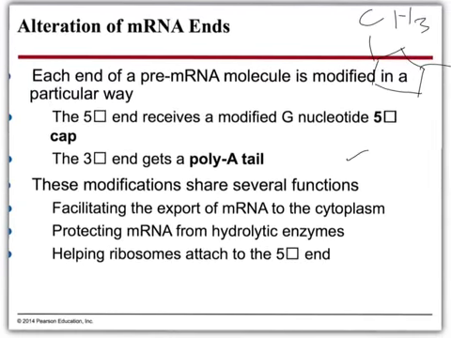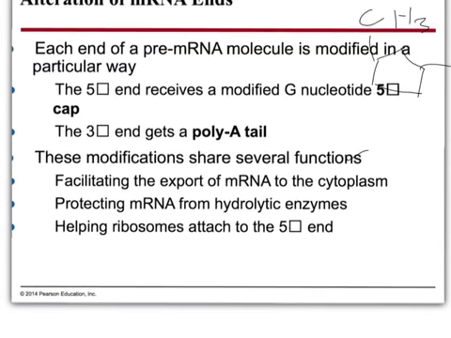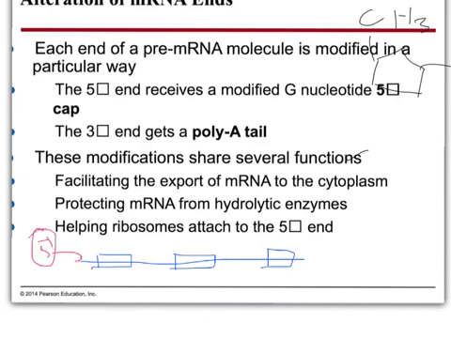The 3' end gets what's called the poly A tail. What's poly A? Polyadenylation. All right. So here's our RNA now. Our pre-mRNA still has these exons, and still has introns. We're going to add your 5' cap, and then at the end of it, we're going to add a string of adenines.